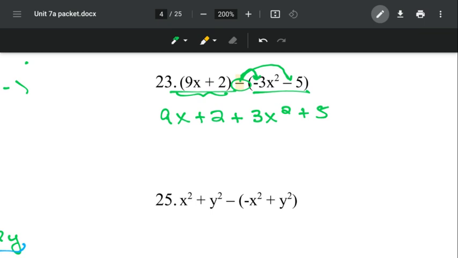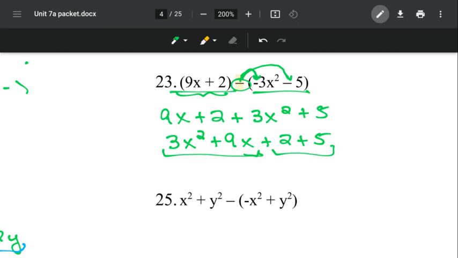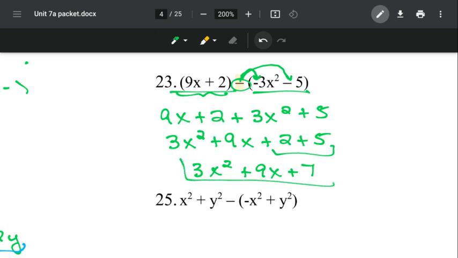Okay. Now I'm going to rewrite my problem in standard form. 3x squared plus 9x plus 2 plus 5. Okay. Combine my like terms. These two right here are not like terms. One has an x squared and one just has an x, so I can't combine those. 3x squared plus 9x plus 7. And there's my answer.